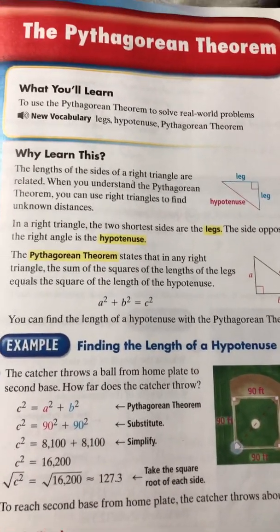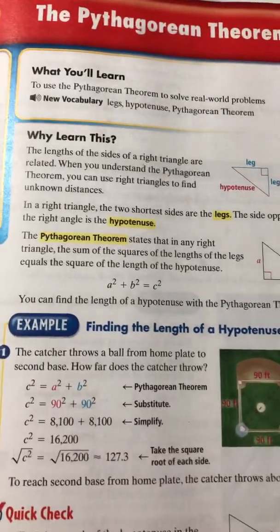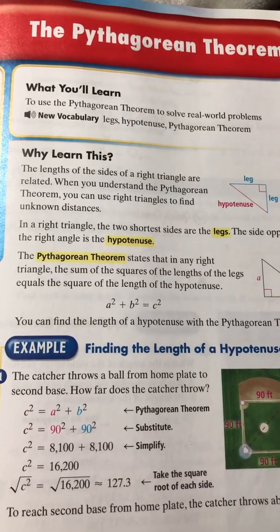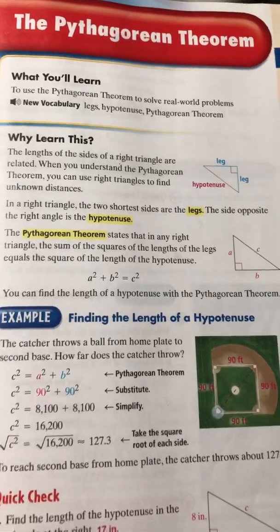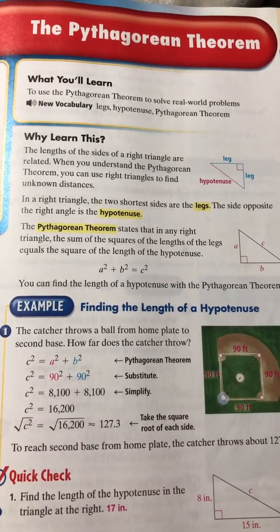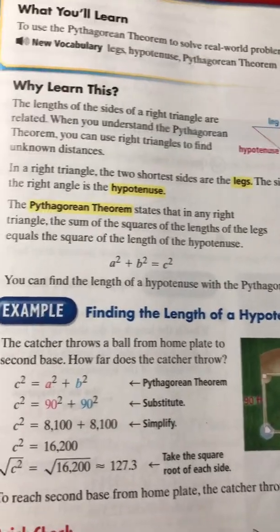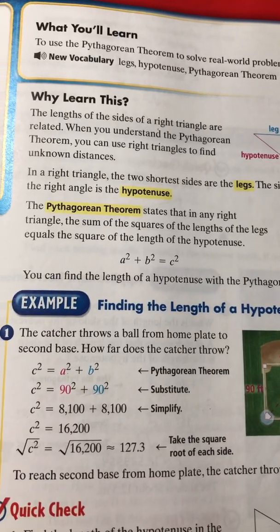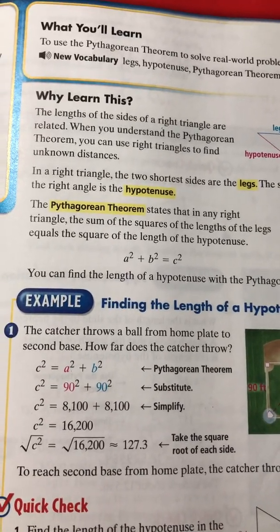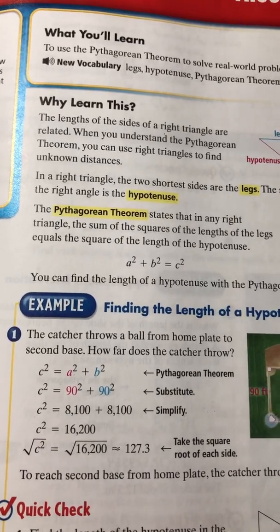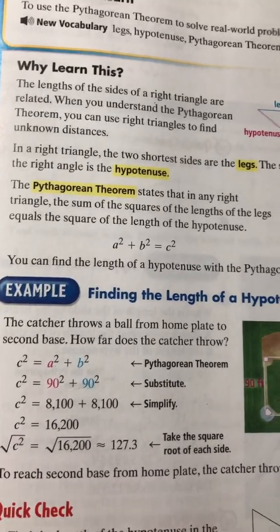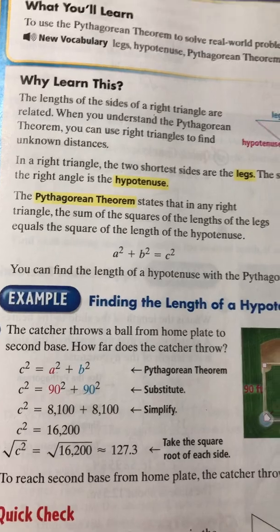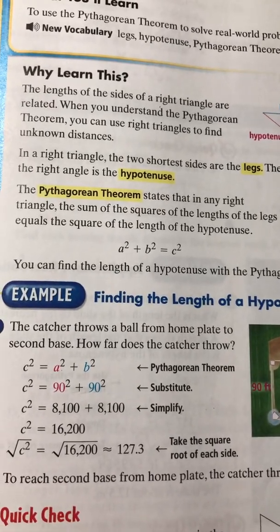And so you have some yellow words that you can put in your measurement and geometry book. They talk about when you understand the Pythagorean theorem, you use right triangles to find unknown distances. In a right triangle, the shortest sides are legs, the opposite diagonal is the hypotenuse. His theory states that in any right triangle, so it cannot be scalene, obtuse or acute, it has to be a right triangle, the sum of the squares of the lengths of the legs equals the square of the length of the hypotenuse.